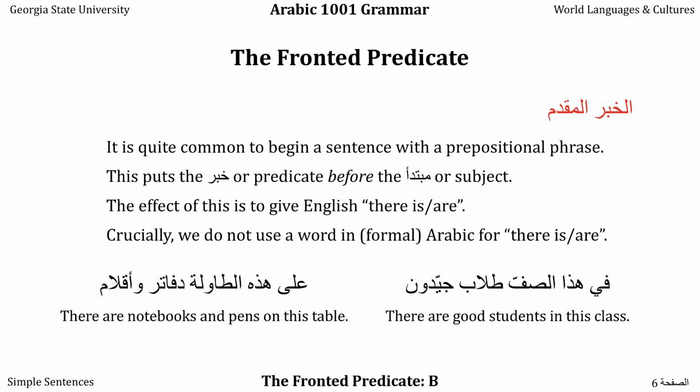So look at these two sentences here. We say, fi hadha saf, in this class, tulab jayidun, good students. And what we mean is, there are good students in this class. In the second example, we say, ala hadhihi tawila, on this table, dafatir wa aqlam, notebooks and pens. And what we mean is, there are notebooks and pens on this table.